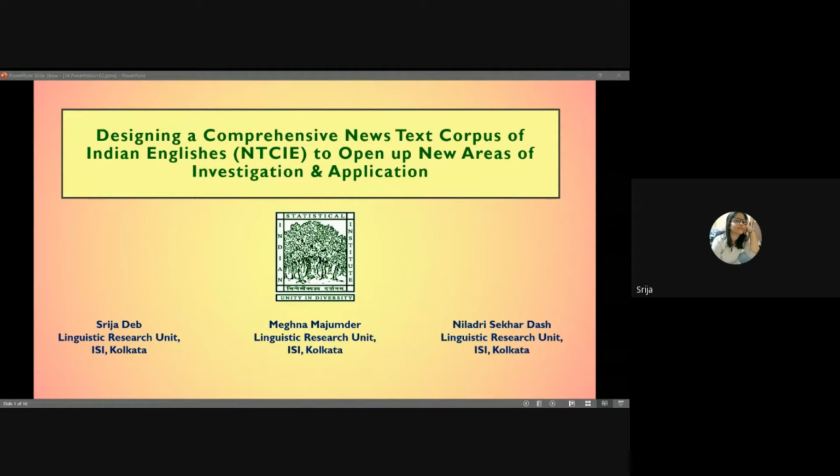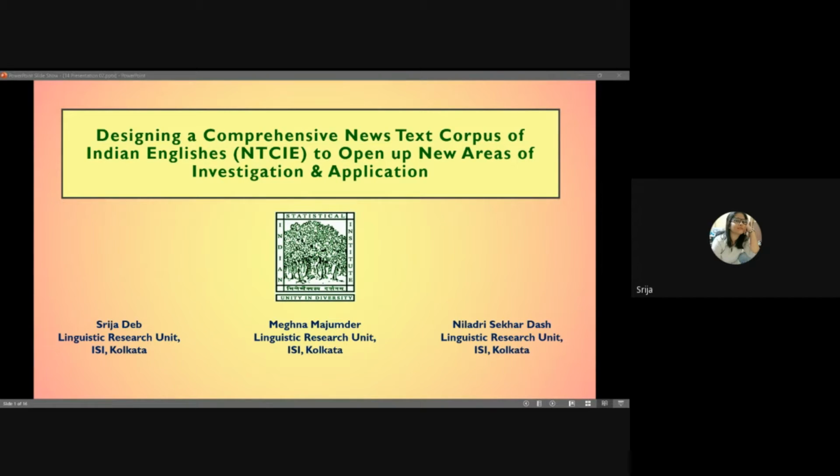I'm Srija Deb and we have prepared this slide together. Our team consists of me, Srija Deb, Meghna Majumdar and Professor Dr. Niladri Shekhar Dash. We are a team at the Linguistic Research Unit and we are from ISI Kolkata. So thank you for having us and our paper is on designing a comprehensive news text corpus of Indian Englishes, NTCIE, to open up new areas of investigation and application.